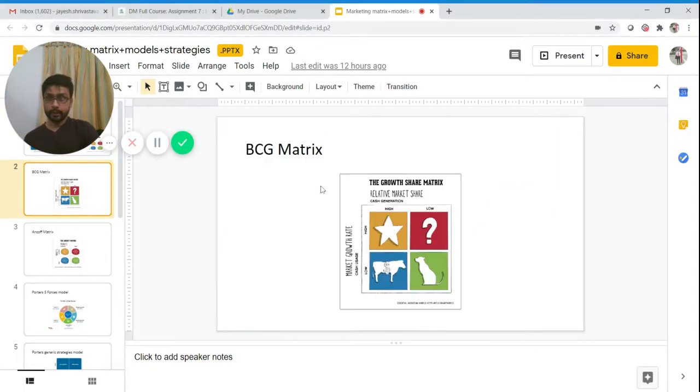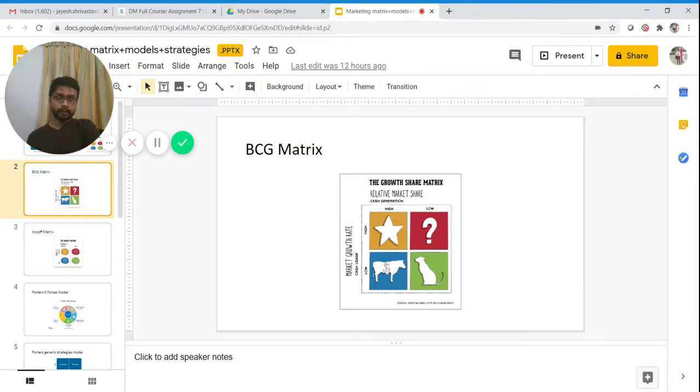Firstly, we'll be discussing the BCG matrix. This matrix is about how to allocate your resources. It's basically about resource allocation. It's a matrix between market growth and relative market share. As you can see, it is a 2 cross 2 matrix, between low market growth, high market growth, and high market share and low market share.